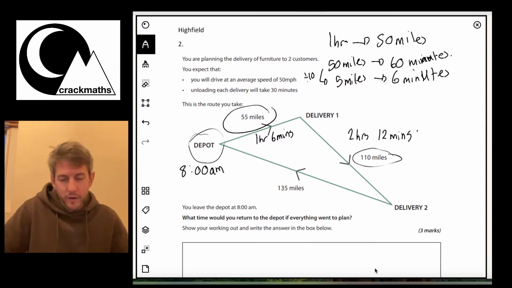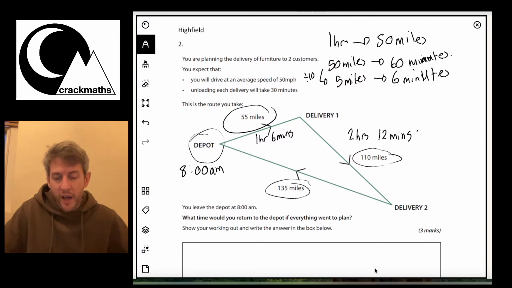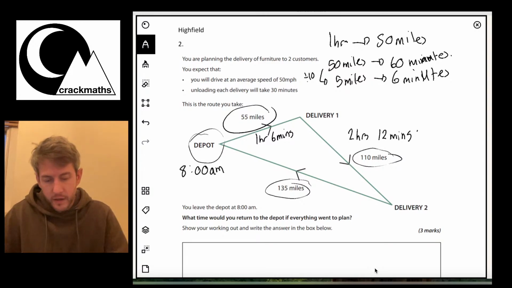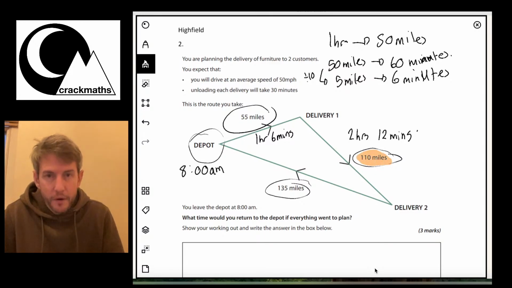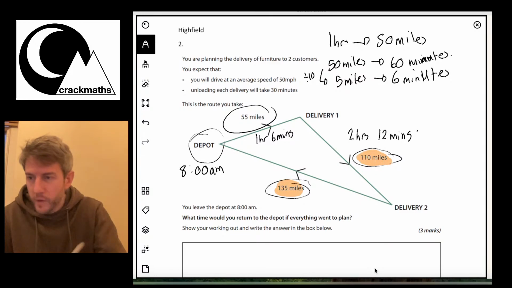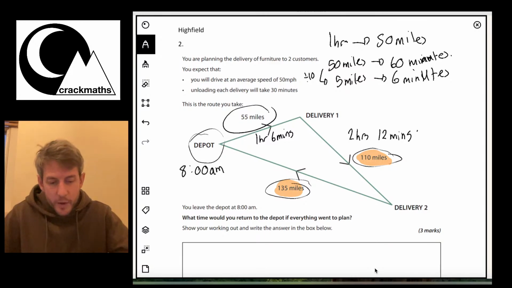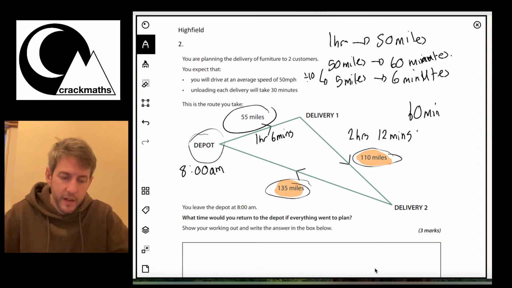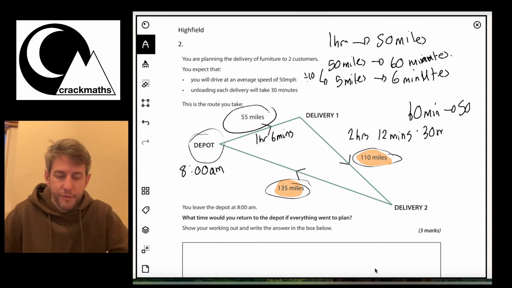Right, now we've got this last journey here. Now 135, sadly, isn't a multiple of 55. But what I can see is it's 25 miles more than 110. If I look here, this is 110 miles. 135 miles is 25 miles more. So if I know that 60 minutes is 50 miles, if I divide both of these by 2, I get that 30 minutes will be 25 miles.